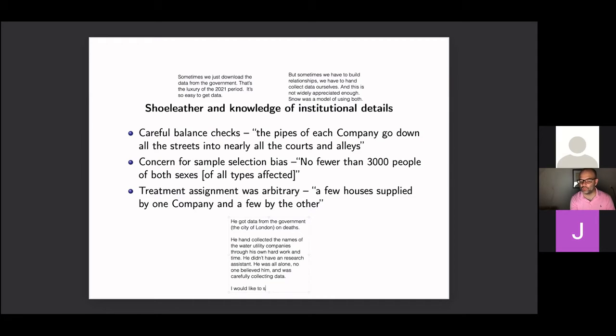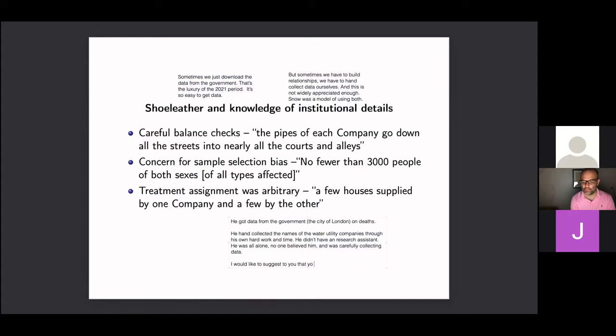I would like to suggest to you that you make John Snow someone you look up to as you go forward in your own research, because of the attributes he possessed when it came to data collection and research. He was honest. He was careful. Honesty in our line of work is oftentimes how we go about handling data sources.